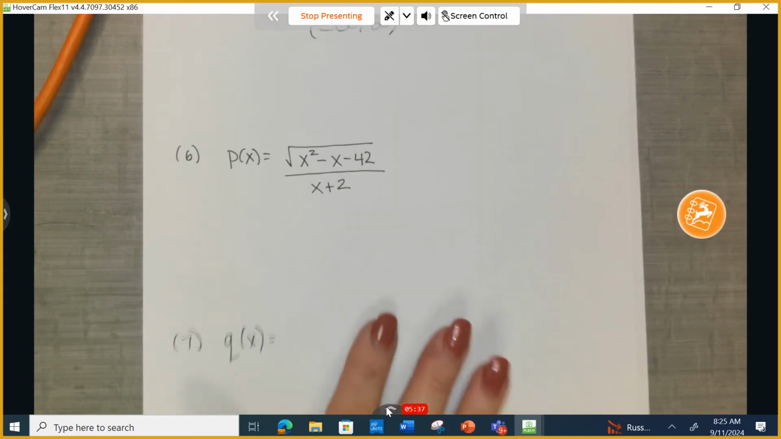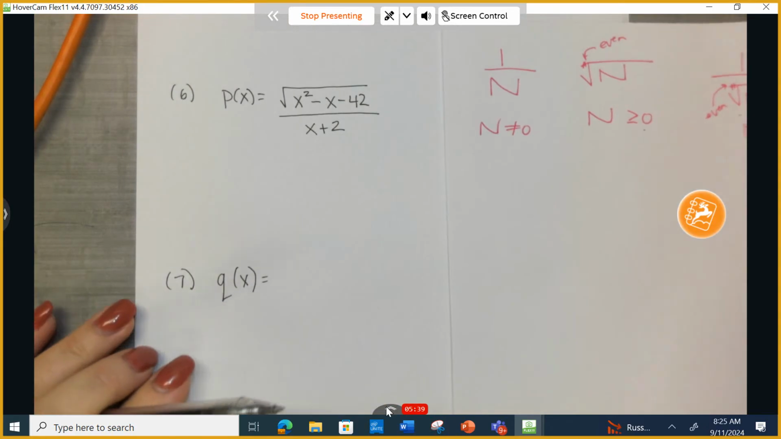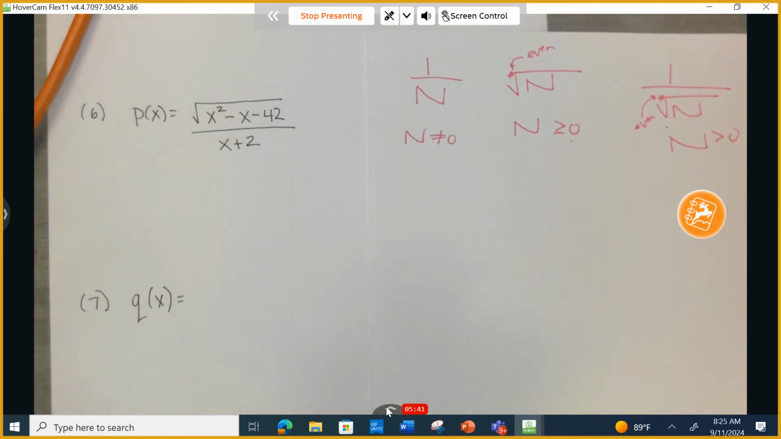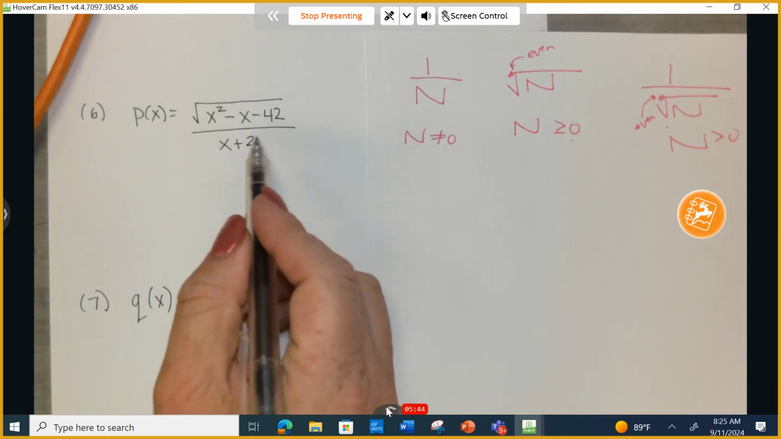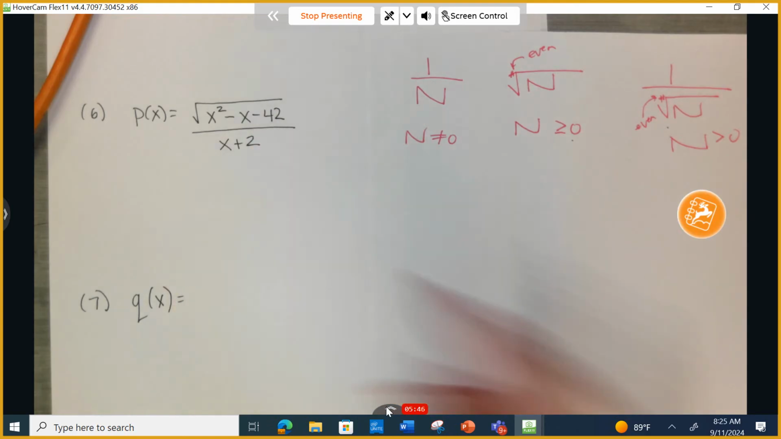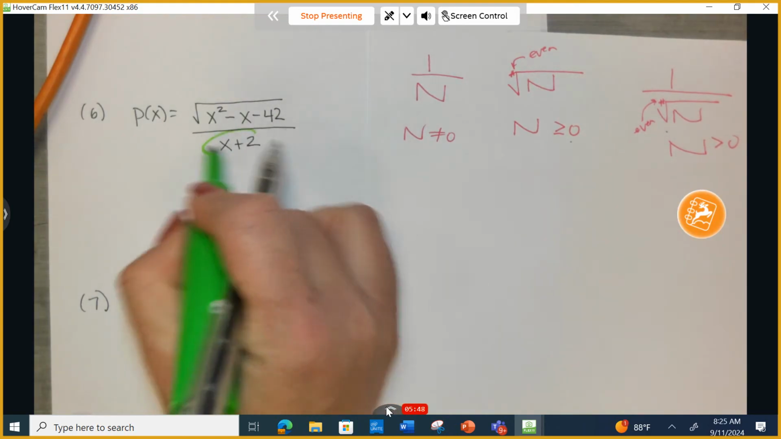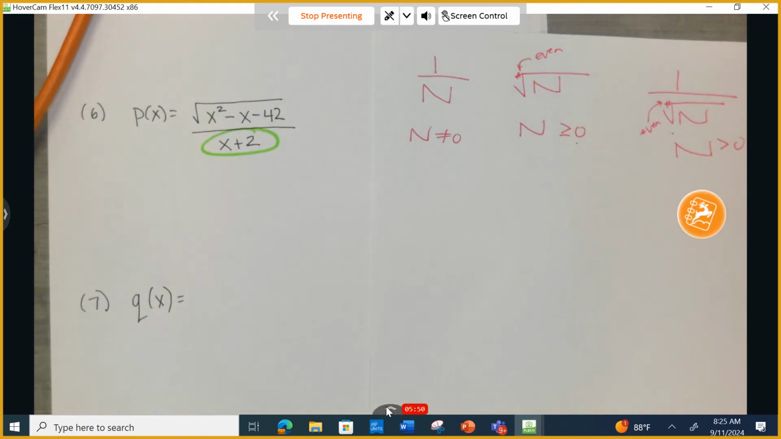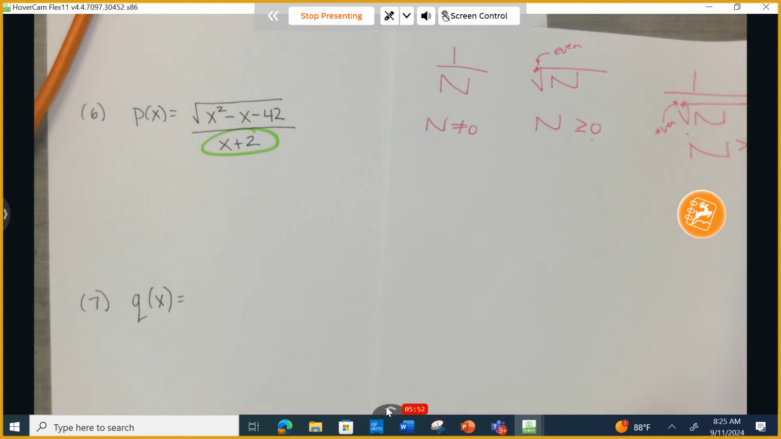Okay, let's look right now at number 6. So number 6 has a couple things that we need to be aware of. The first thing is, let's do the easier of the two things. I see a variable in the denominator. So I need to focus on, first of all, making sure that the denominator does not equal 0. If it would equal 0, it would be undefined.